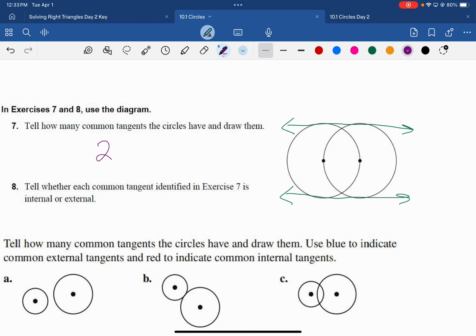And then we ask the question, are they internal or external? What does it mean to be internal? Inside. External is outside. So what it means is, are they in between the two circles, or are they outside of the two circles? So what do y'all think these are? Are they outside? Yeah, so they're external, right?